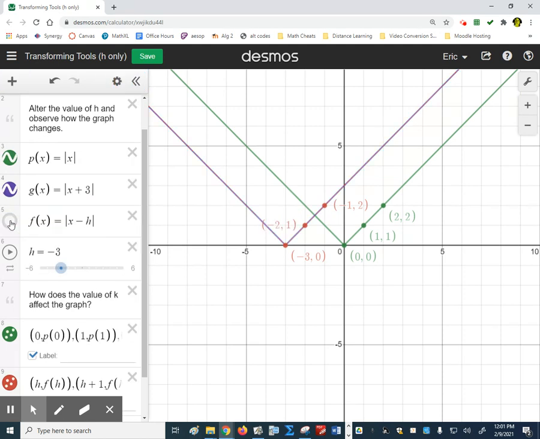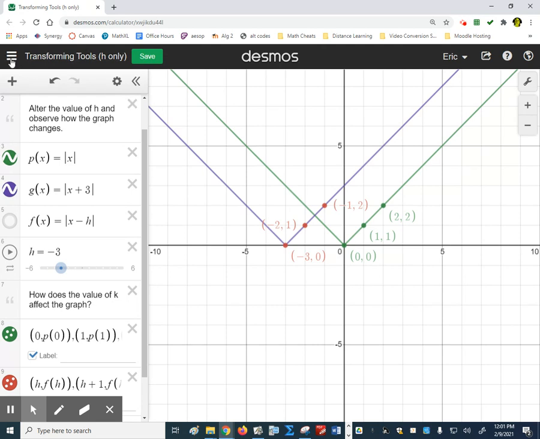Right? That's what we did, isn't it? The absolute value of x plus 3 means that we've subtracted a negative 3. So the value of h is negative 3. So we went left by 3. That one's a little bit counterintuitive, isn't it? Right? Let's try a couple from scratch on this one.